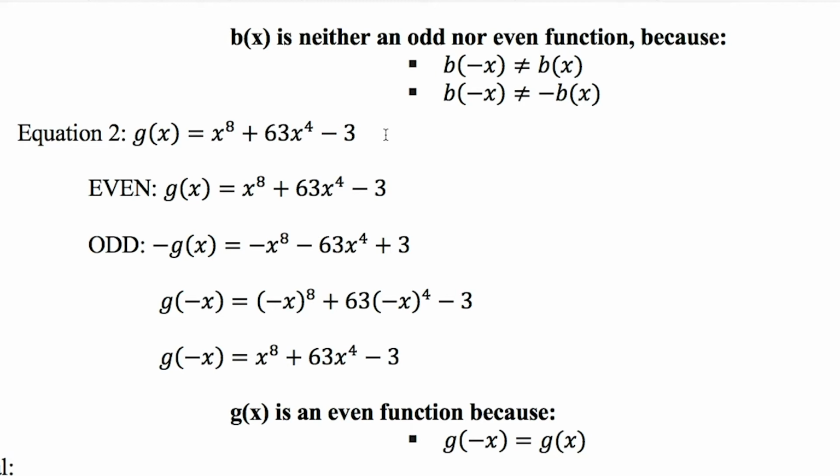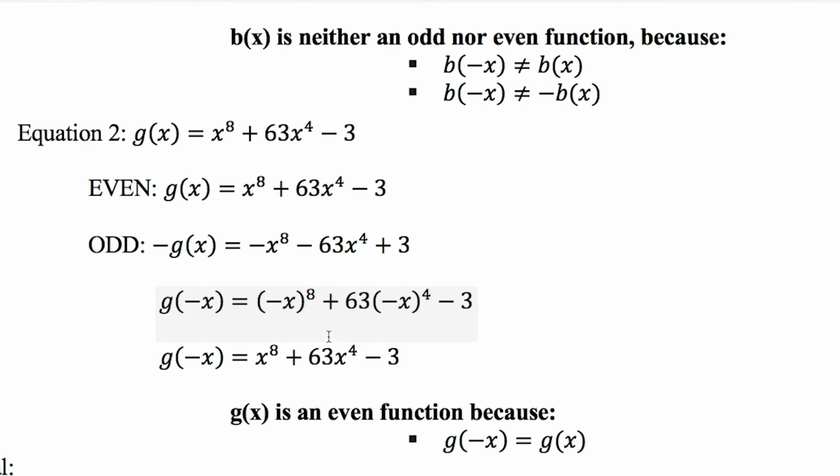So the even form would obviously be g of x equals x to the eighth plus 63x to the fourth minus 3. And then the odd form would be negative g of x equals negative x to the eighth power minus 63x to the fourth power plus 3. So g of negative x would equal negative x in parentheses to the eighth power plus 63 times negative x to the fourth power minus 3.